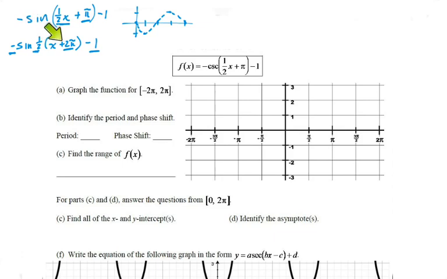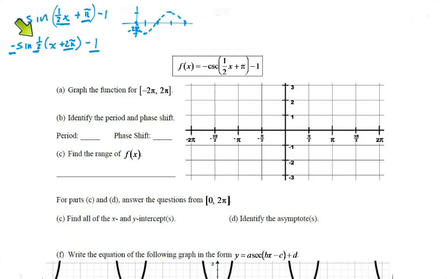Now, if this says plus 2 pi, what is our starting point? It used to be 0, but now it's not 0 because it shifted 2 pi. Which way do we go, to the right or the left? To the left. So this would be negative 2 pi. So if that's negative 2 pi, all right, now I need to know what am I going to count by to make a complete period.